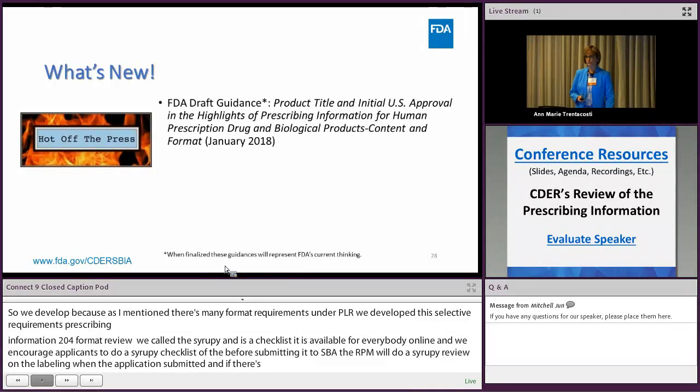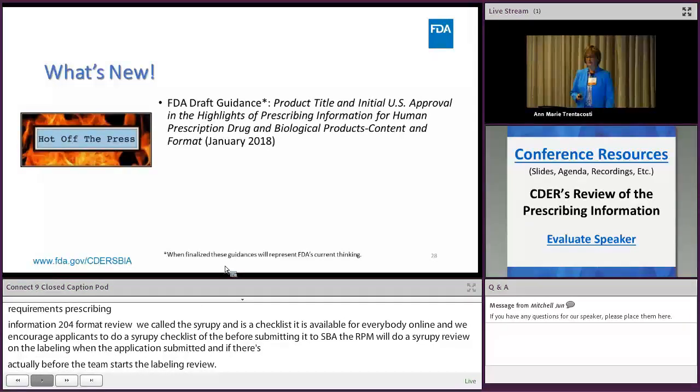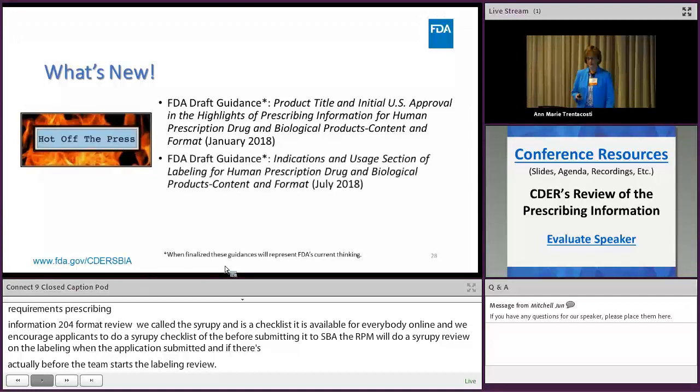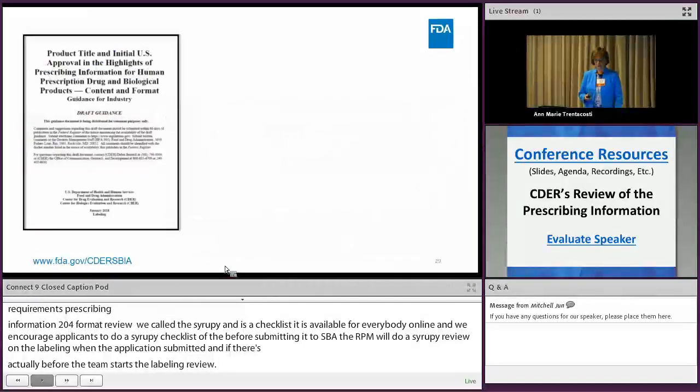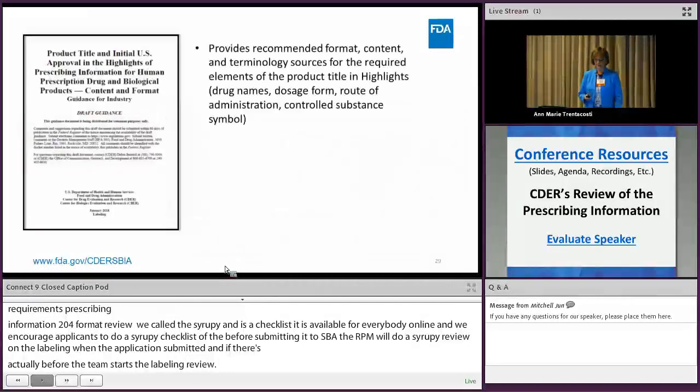So what's new in the world of labeling? Well, we have some really interesting guidances that we recently published I want to briefly talk about. There's the product title and initial U.S. approval guidance. There's the draft, also another draft indications and usage guidance, and a final guidance about incorporating pediatric information in labeling. So first, the product title guidance.